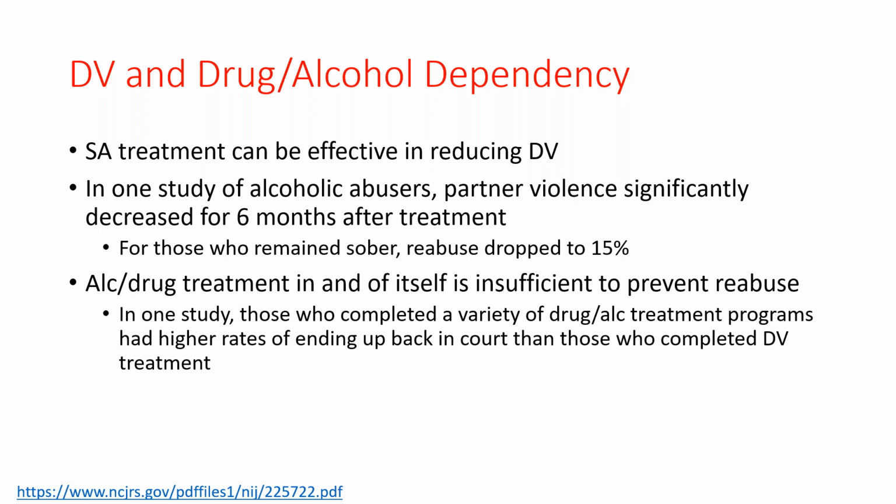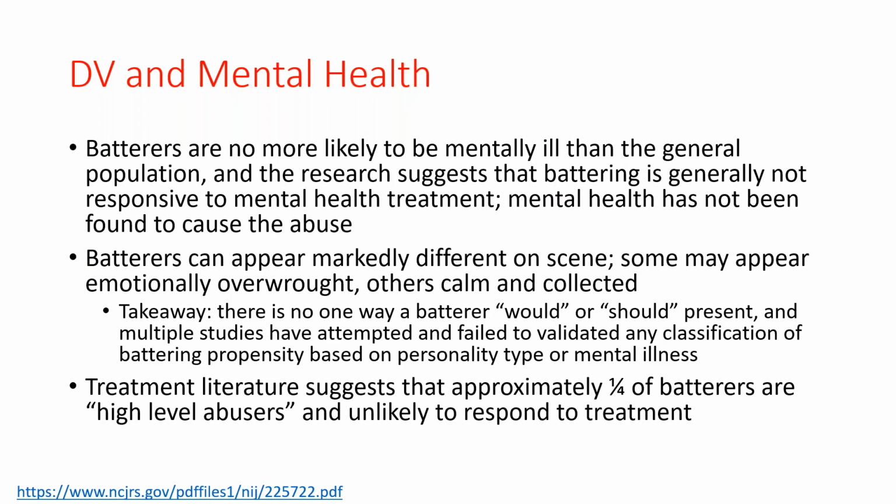But the fact of the matter is that substance abuse treatment in and of itself is not enough to prevent re-abuse. It has to be coupled with domestic violence treatment. And when those two things come together, then you have higher rates of reducing recidivism than if you just do drug and alcohol treatment. So this is some research to have in your back pocket when you're confronted with the idea that it's just an alcohol problem. It is an alcohol problem, and it's also a DV problem, right? Those two things definitely go hand in hand.